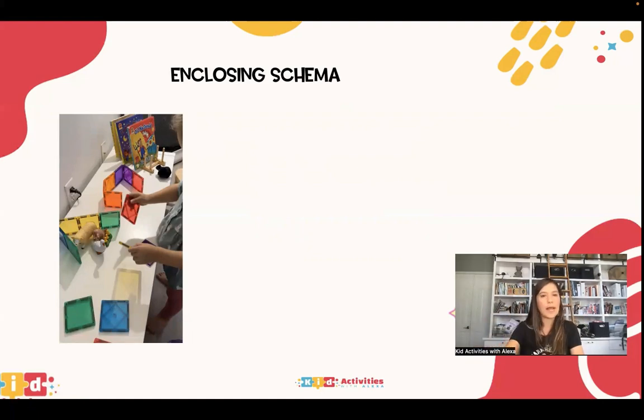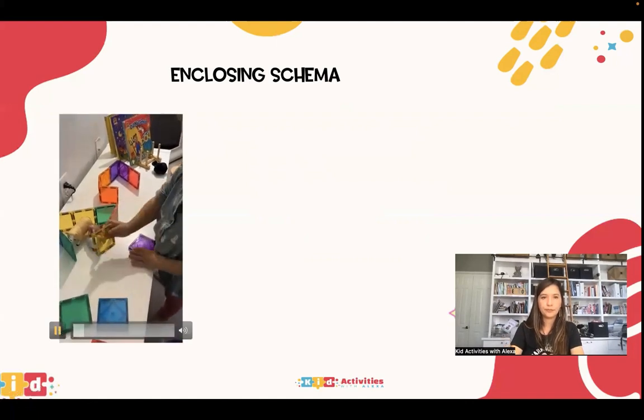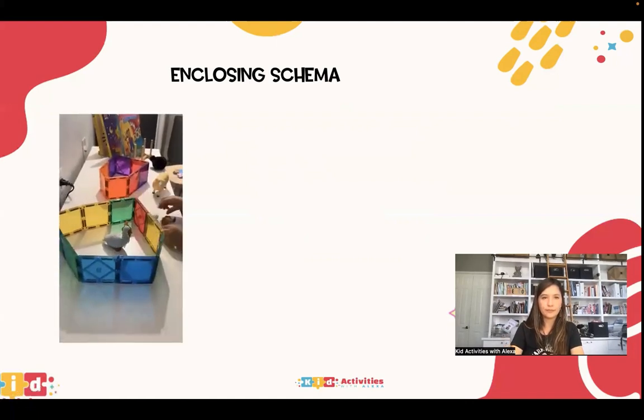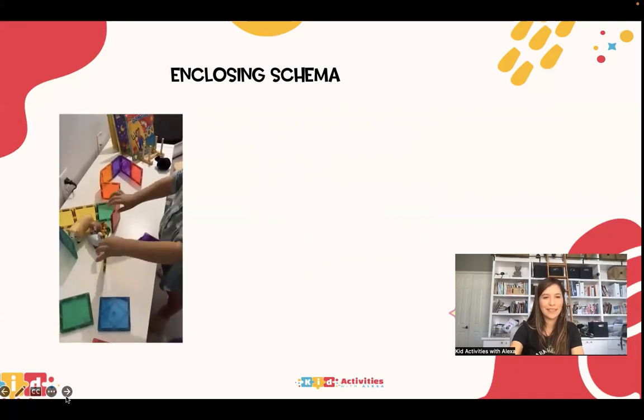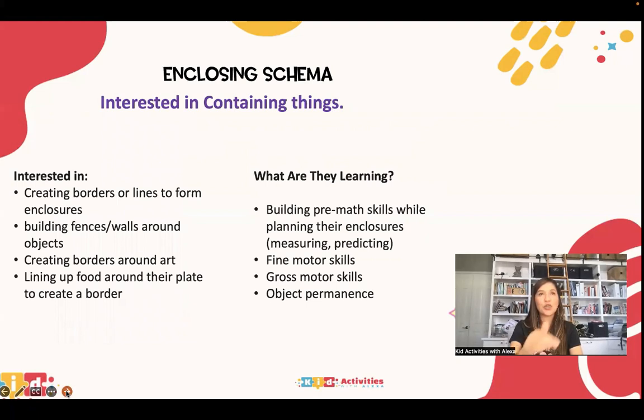this is more like making frames. And let's see how this could look. As you can see, she's just creating little frames around it. They're not covering the toys. They're not hiding the toys. They're just making frames around it. So they're just interested in containing things, making them be close together. They're creating borders or lines. They're making fences or walls.